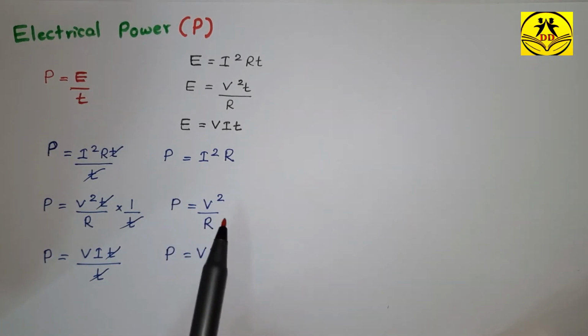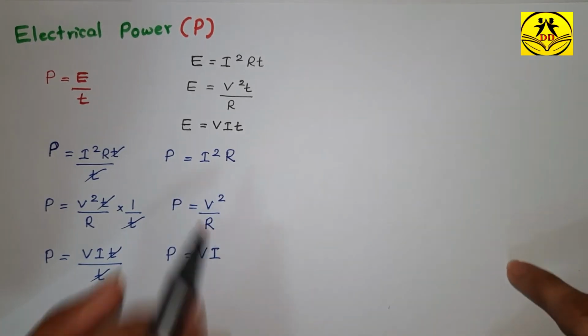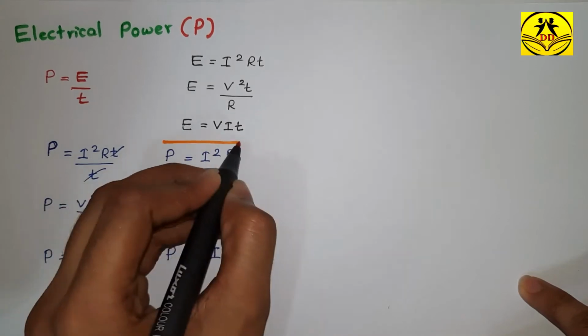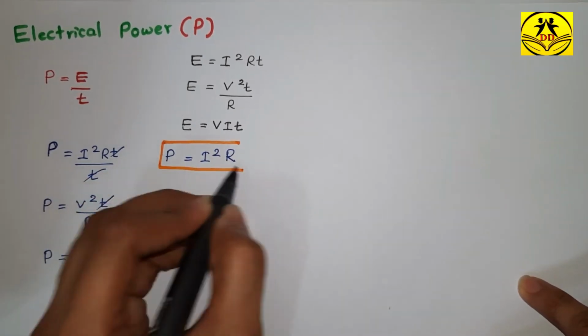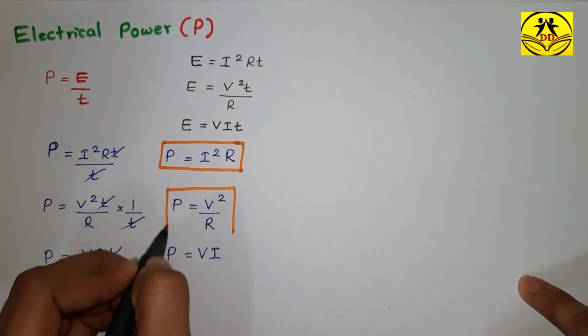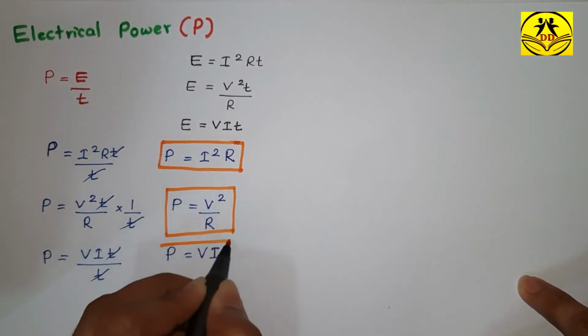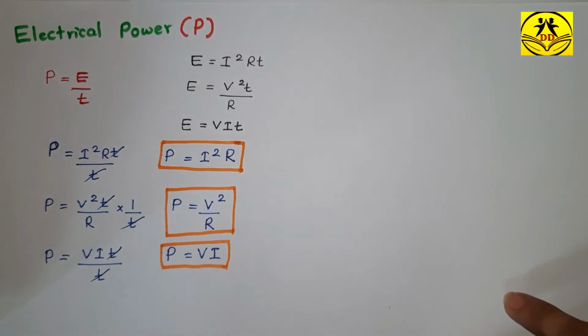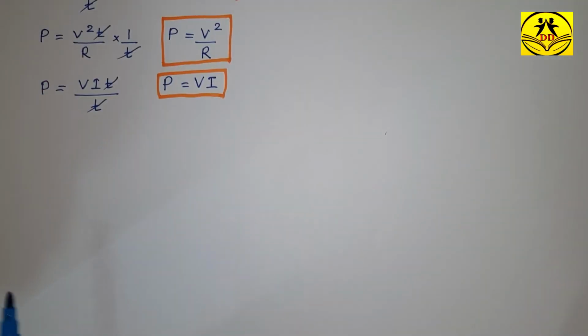So when applying for ideal resistors, you can directly use these 3 equations according to the data they have given. Okay, you will remember these 3. Since we learned about this power, I'll teach you now about the voltage of an electrical equipment.